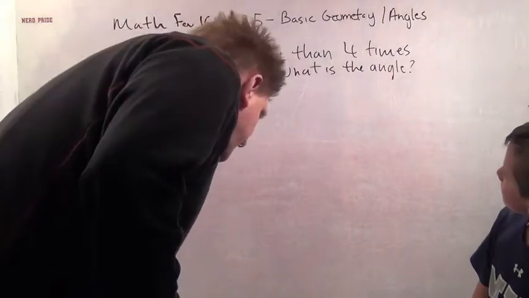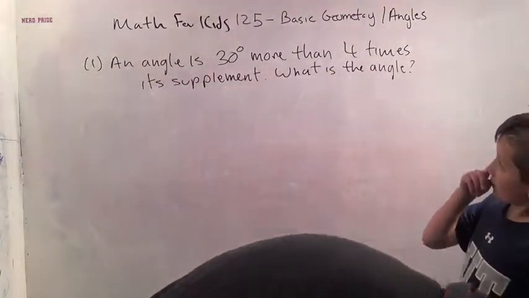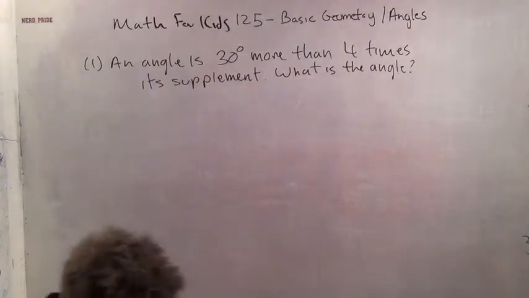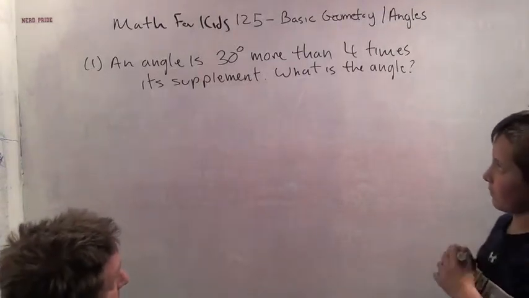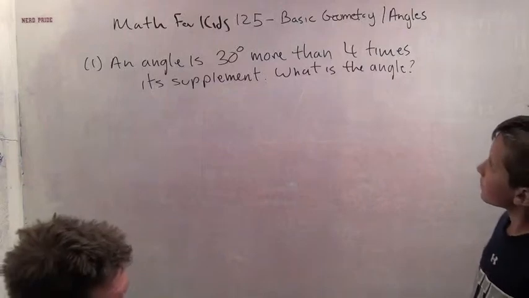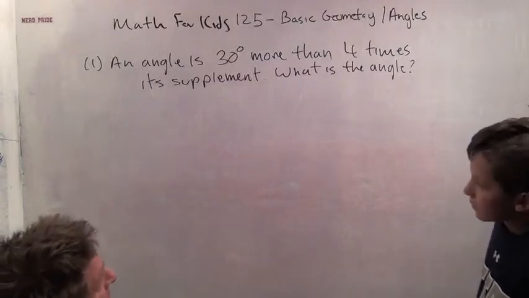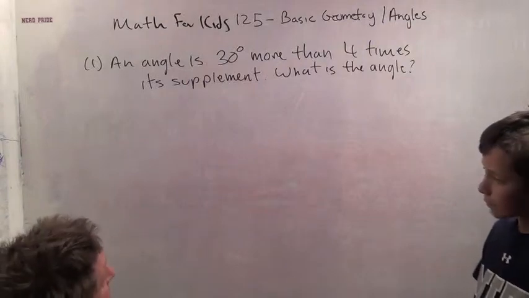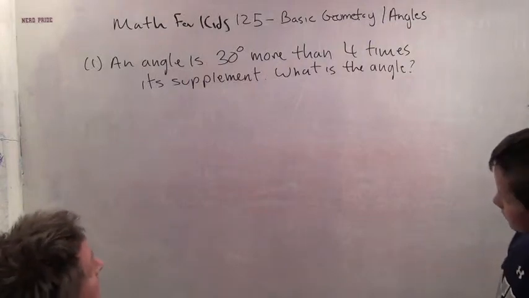For Kids number 125. Hey, do you know what's special about the number 125? What? Why don't you tell me? Cubed. It's 5 cubed. Good job. Alright, so today we're going to keep looking at basic geometry and angles, and we're going to do two real quick problems today about angles. You ready? Okay, here's problem number 1.